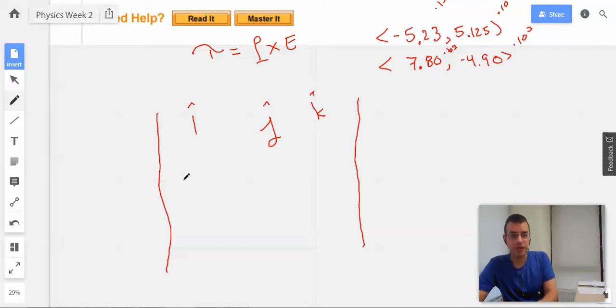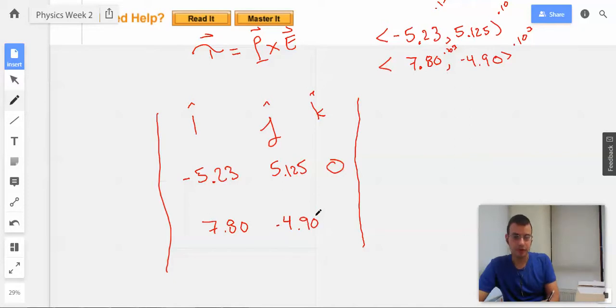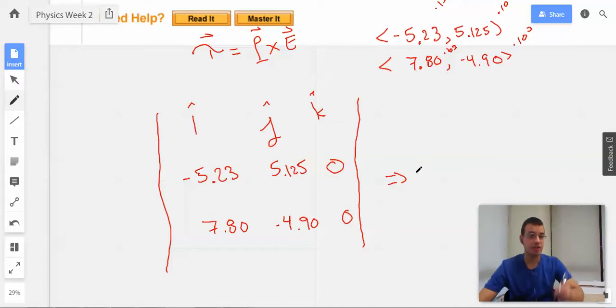So for the first vector we have negative 5.23, 5.125. And the reason I put this one on top is because it's electric dipole, which is this guy, cross the electric field, which is second. And these are, of course, all vectors. And then there's no component in the k direction. So then we have 7.8 and negative 4.9. Okay? So then we're going to find it in each direction, the i direction, the j direction, and the k direction.